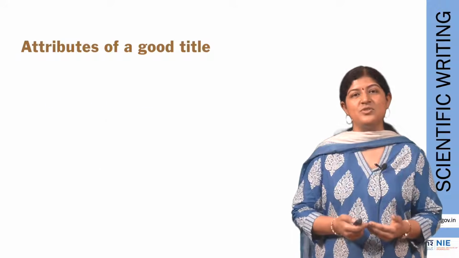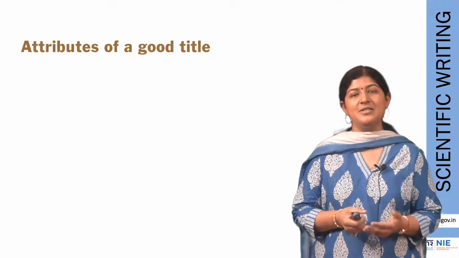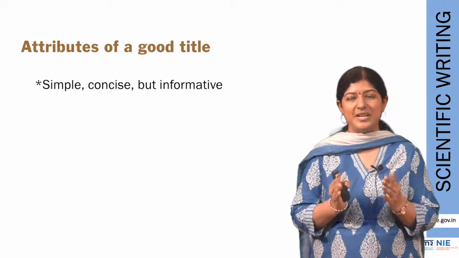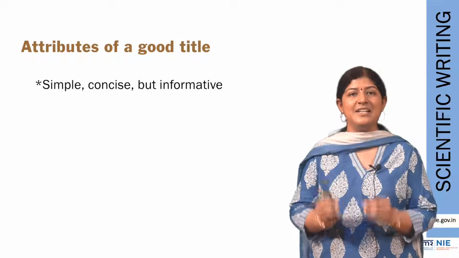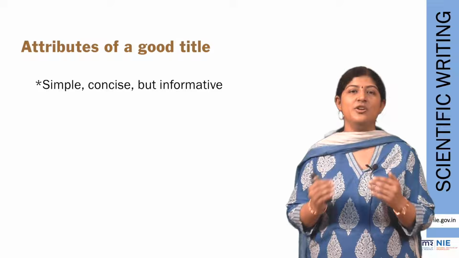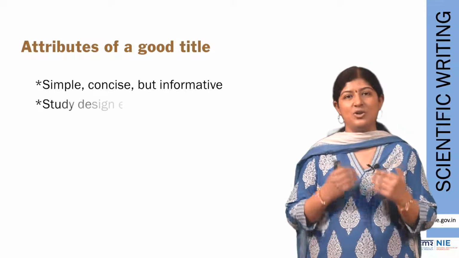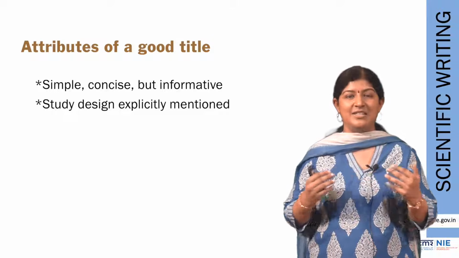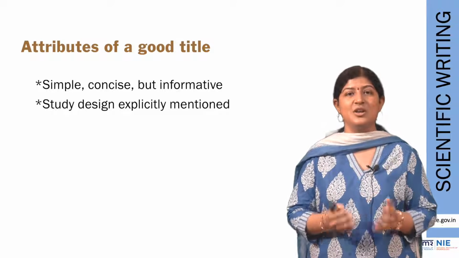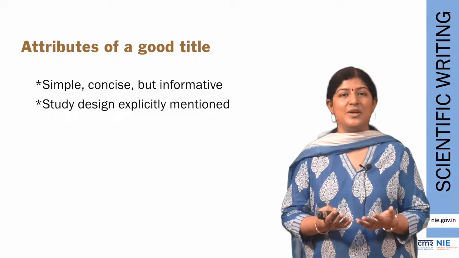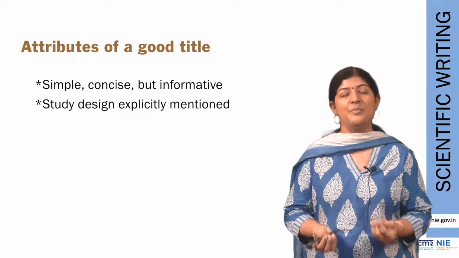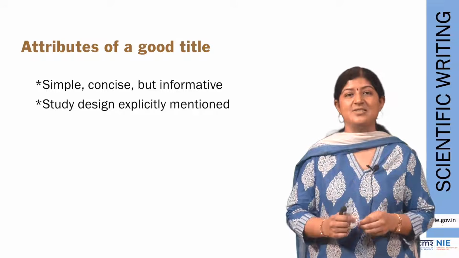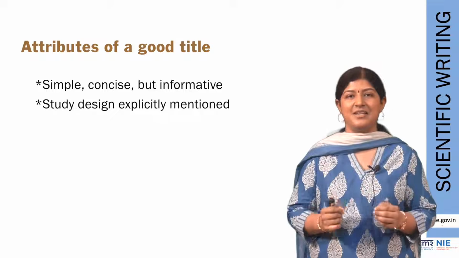What are the attributes of a good title? A good title should neither be too long nor too short. It should be concise and it should contain detailed information about the body of research that you have done. It should talk about who were the participants of your research, what was the health related area that you were studying, what are the interventions that you had given, if any, what were the comparators, what were the key outcomes. Also, it is a good practice to explicitly mention the study design as part of the title.